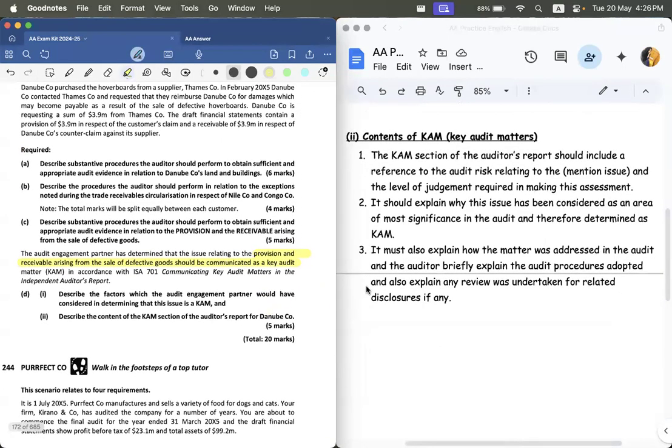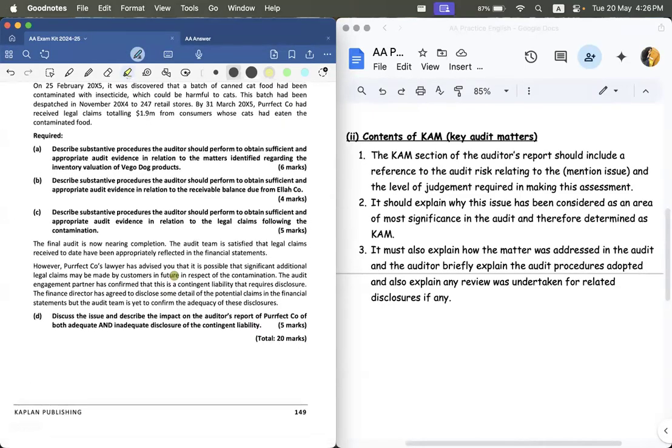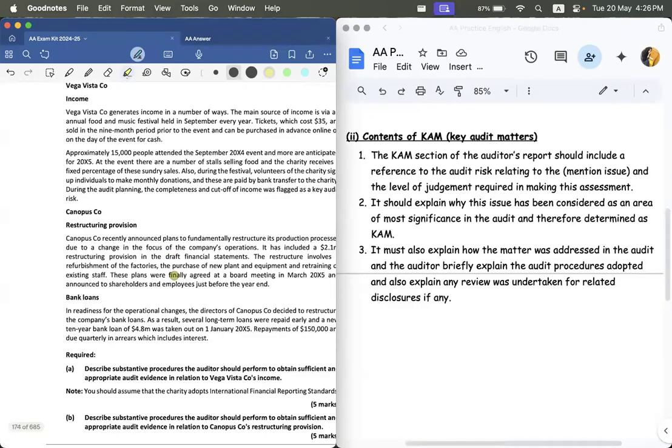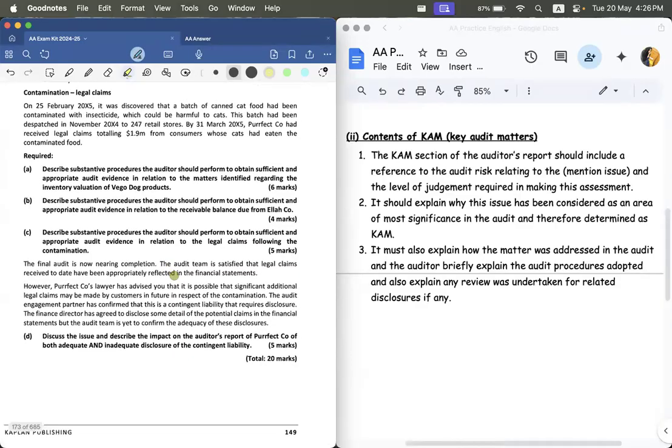Clear? Whatever the key audit matters are, it should also be noted that it is a very important thing. So probably there would be disclosures in the FS as well. Thus the mention of disclosures in the third point. Understood? Clear now? Let's see another one. I'll give you 10 minutes. You have to frame it on your own, using this template.